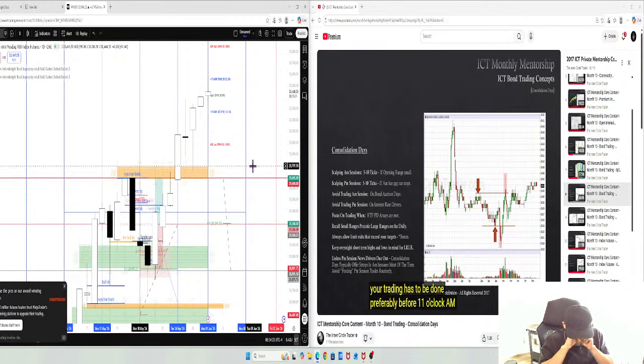Before noon, all of your trading has to be done. Preferably before 11 o'clock a.m. New York time, be done. Move to the sidelines and don't worry about the rest of the day. There's going to be opportunities that take off and something happens that you didn't see coming in the PM session. Let it happen and don't be worried about it. Don't be upset about it.